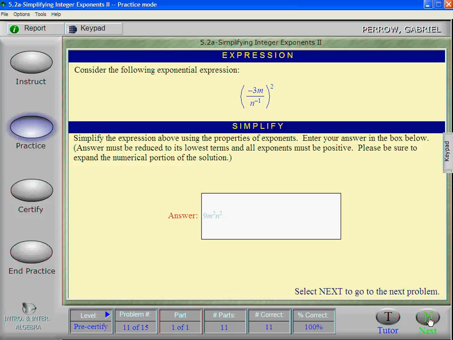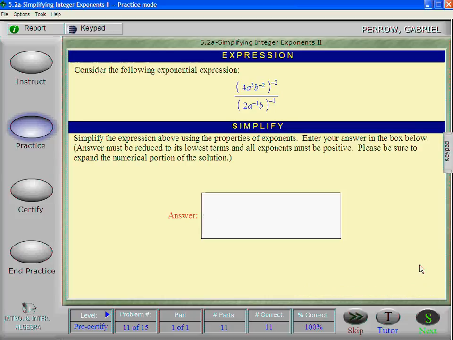So let's see. Clicked on next. Should give me a new problem in a moment. Okay, so we've got in parentheses 4a to the third b to the negative 2, outside parentheses raised to the negative 2, and on the bottom parentheses 2a to the negative first b, and that's raised to the negative first power. So they don't even give you one big fraction raised to a single power.